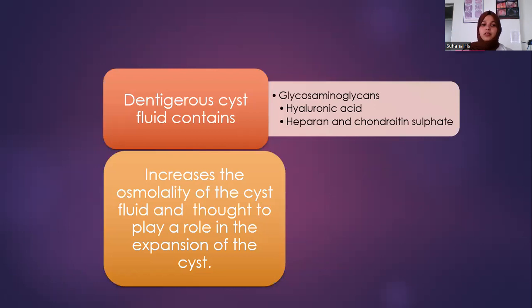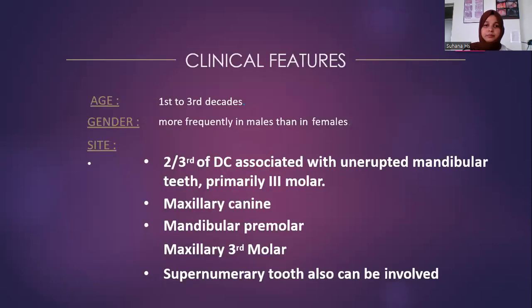The contents or fluid contain mainly glycosaminoglycans, hyaluronic acid, heparin, and chondroitin sulfate, which are components of the dental follicle. They increase the osmolality of the cyst and play a role in the expansion of the cyst. If there is an increase in osmolality, there is expansion of the cyst.